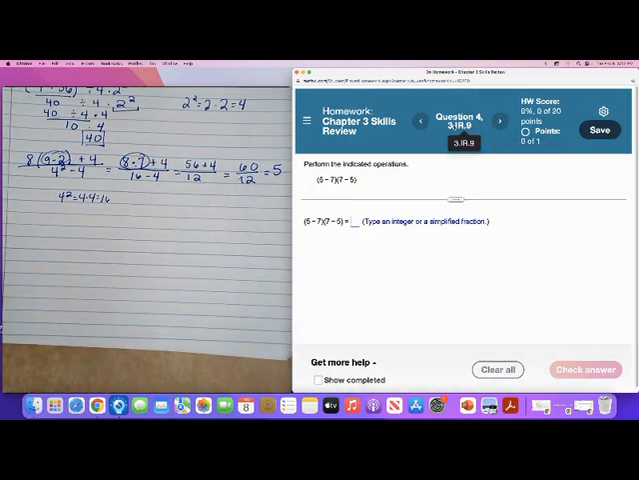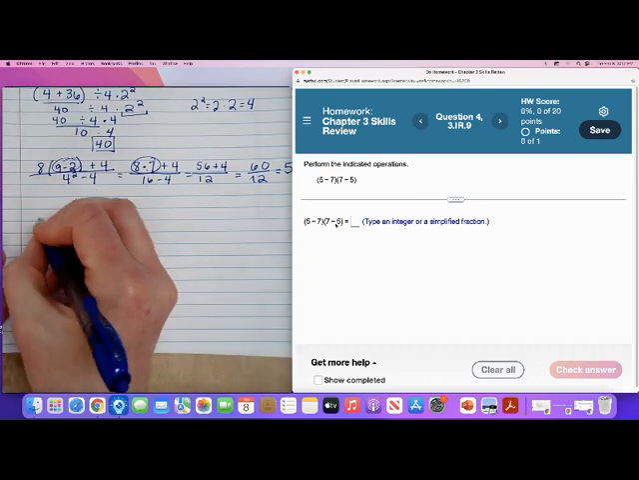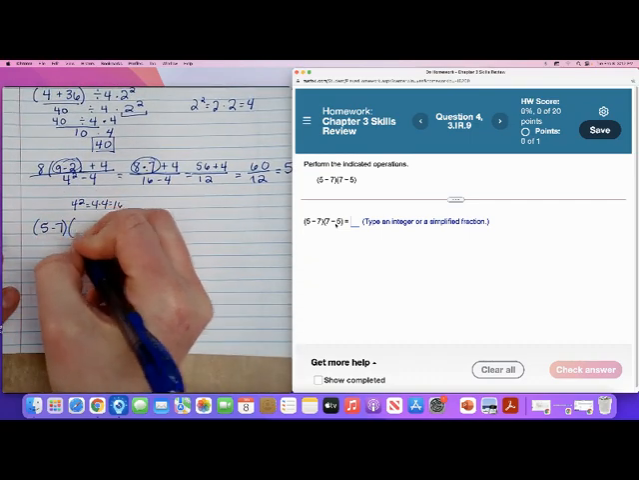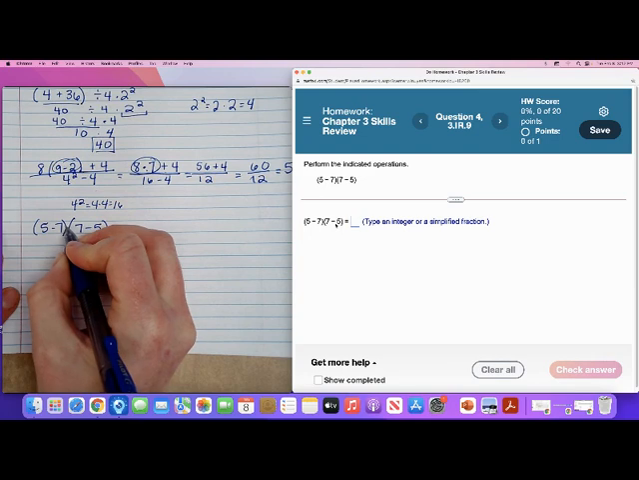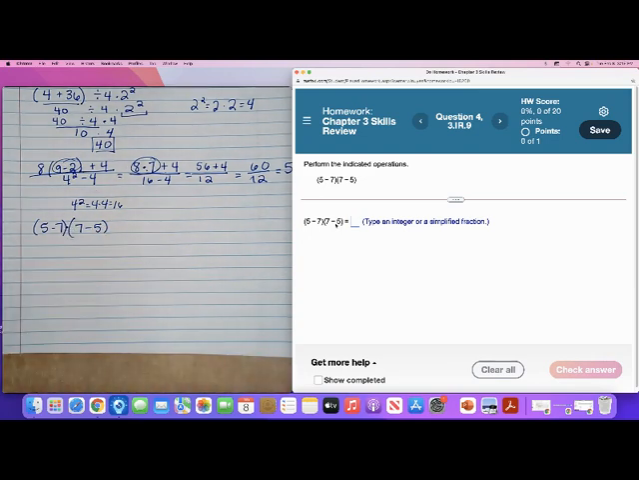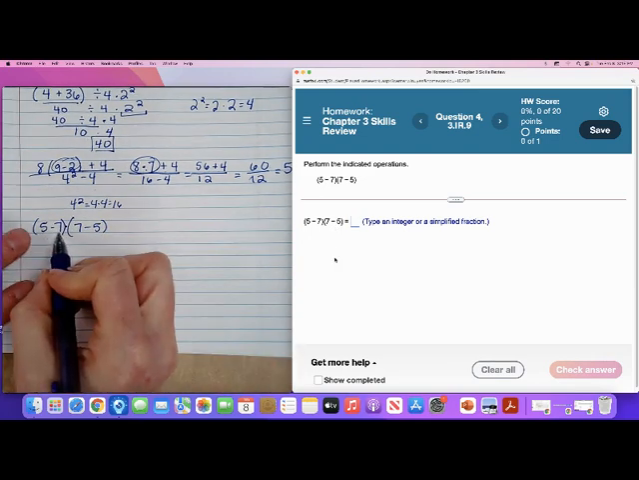Okay, it says perform the indicated operations. So it's 5 minus 7 times 7 minus 5. 5 minus 7, 7 minus 5. So remember, this is a multiply. There's nothing between it, so we multiply. So let's go ahead and simplify over here.